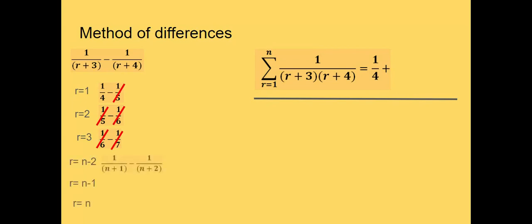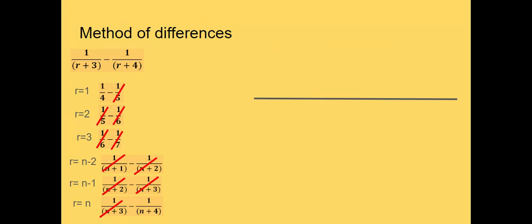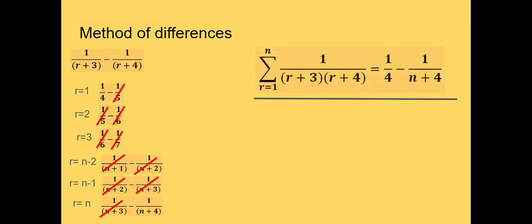Sub in r equals n minus 2, n minus 1, and n. And again, we can see straight away there are pairs of values which are going to cancel out. 1 over n plus 1 will go as well with the previous term. So all we're left with is what we've got at the end there. So our final answer, the sum of those values, is a quarter minus 1 over n plus 4.